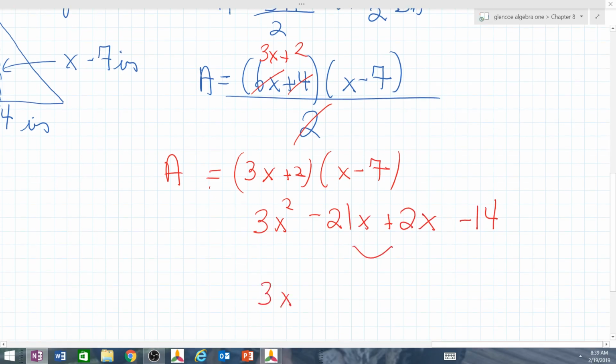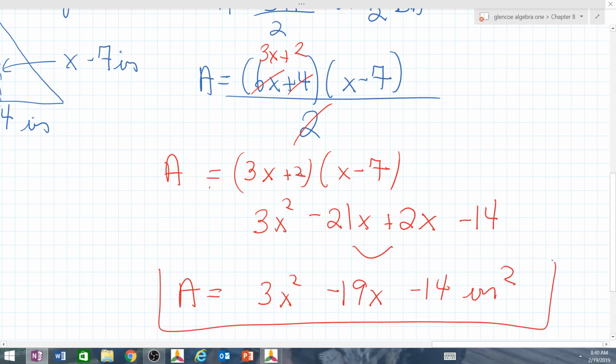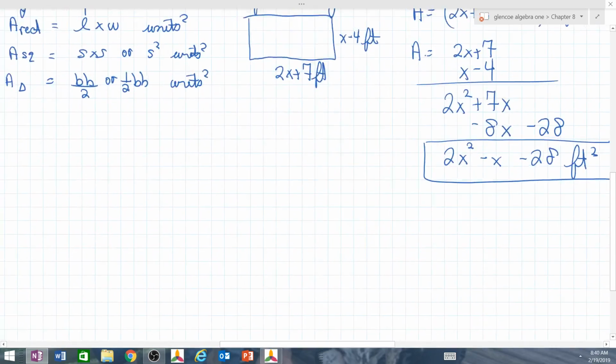And that would give me 3x squared minus 19x minus 14 inches squared. Does that help you? So again, that's just another application, a way of taking what we learned today one step further. There's one last thing we're going to do right now, and we are going to show you how to multiply a binomial times a trinomial. A binomial times a trinomial.